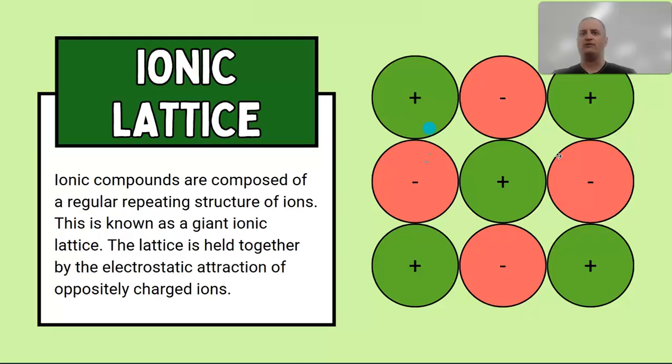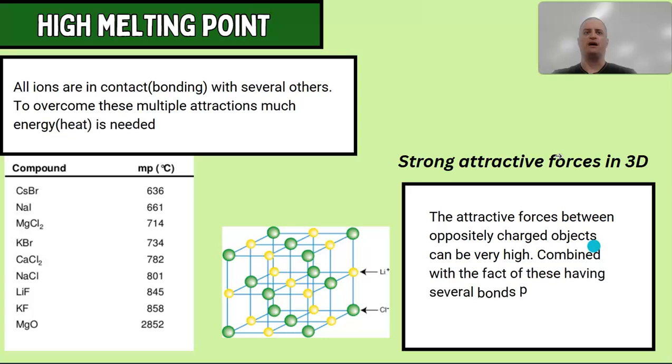And then those outer ions will attract the oppositely charged ions of others, and so on. So the crystal grows and grows and grows because each of these ions can attract other oppositely charged ions. This leads to some high melting points. So all ions are in contact, which we call ionic bonds, with several others. To overcome these multiple attractions, a lot of heat is needed.